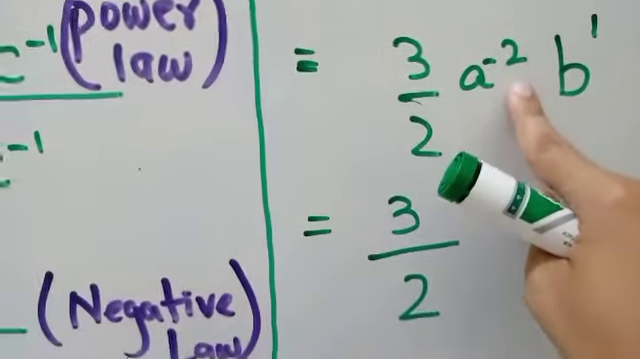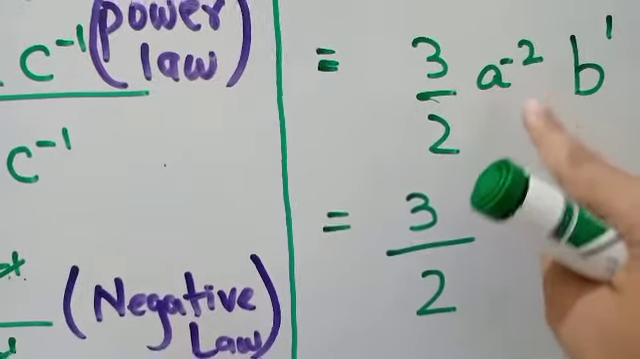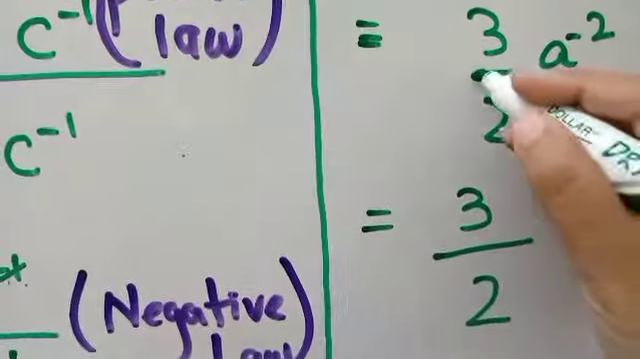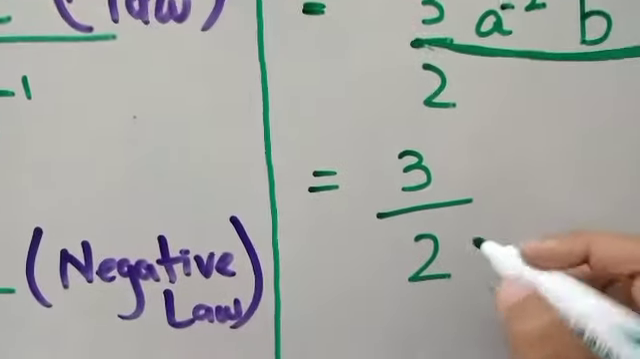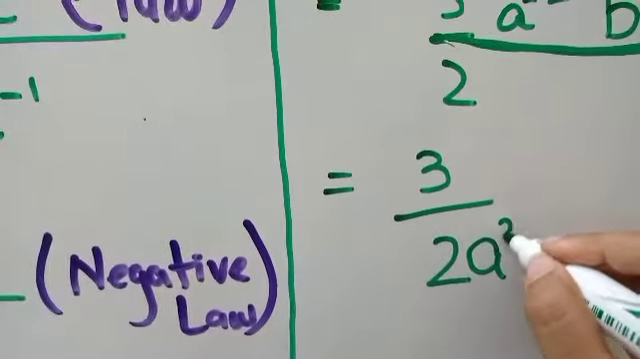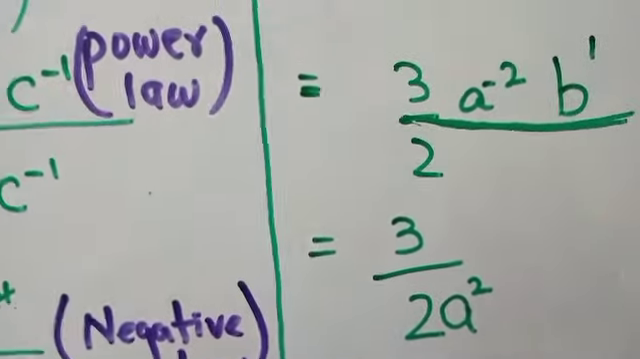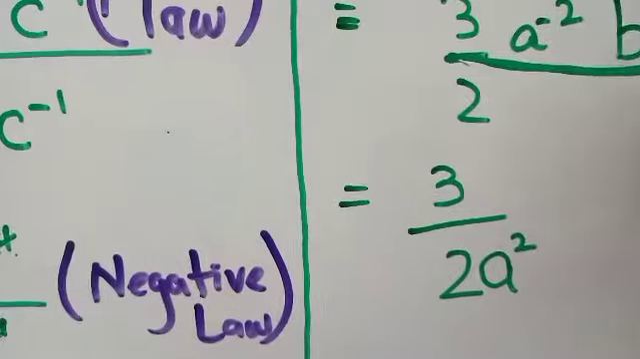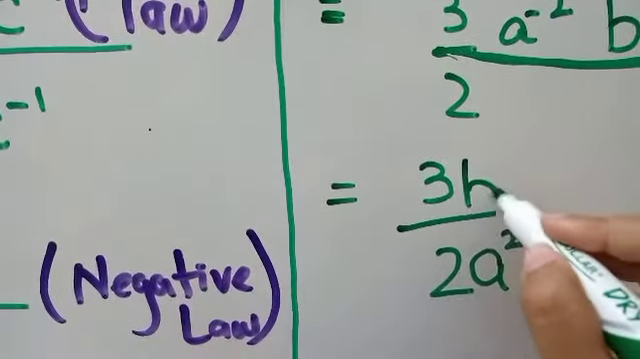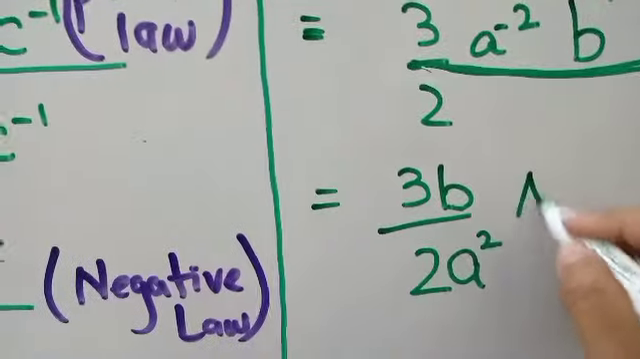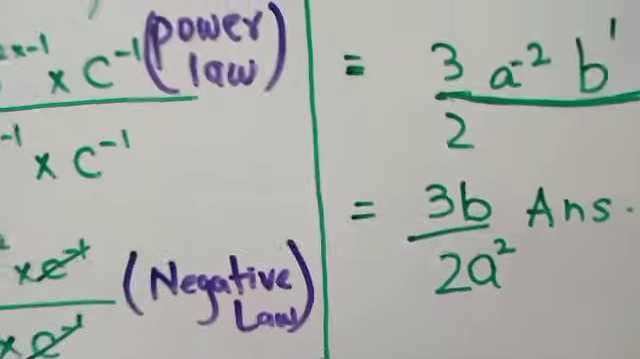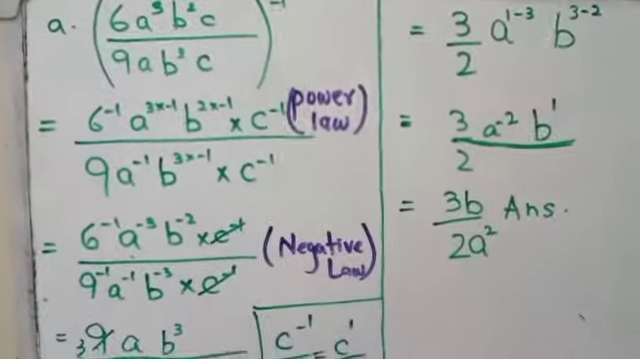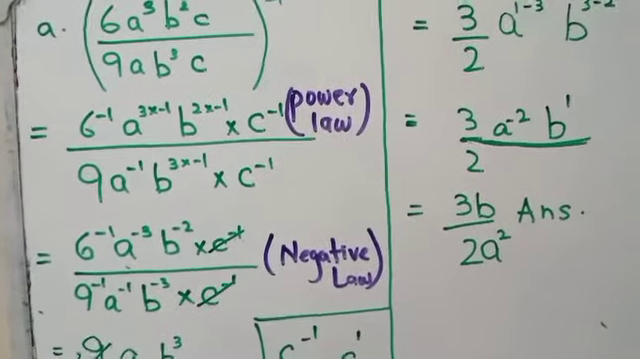Now this is negative, so you will bring this down to the denominator. You know that these are all in numerator position, so you will bring this a down, a square will come down. You will make this power positive. B is already positive, you can simply write it over here. This is your answer. I hope this is clear to you. I will share the picture also with you so that you can easily copy this work.